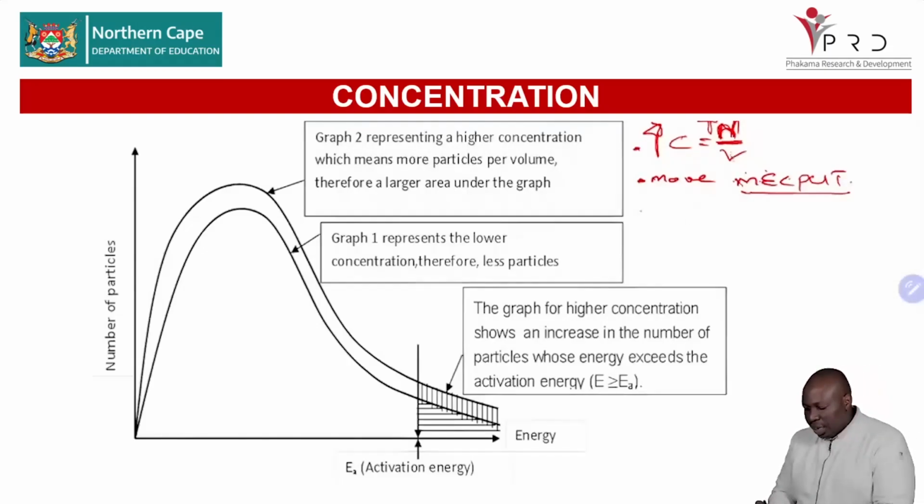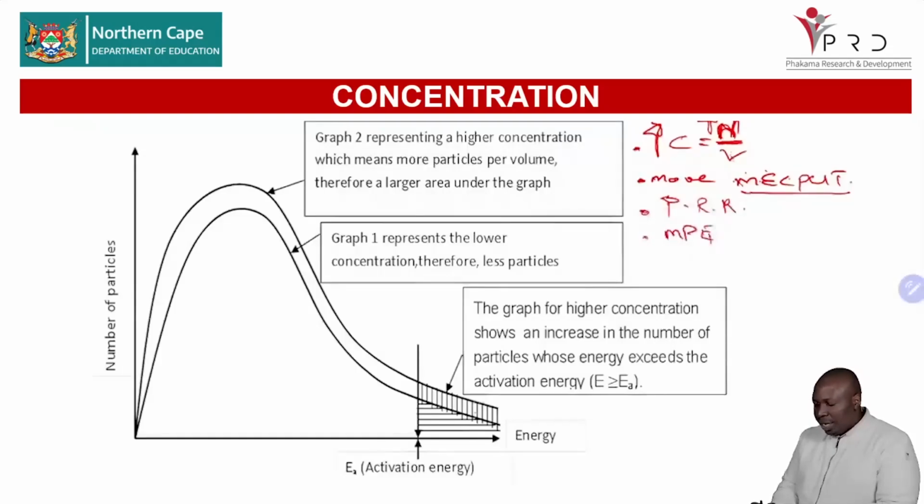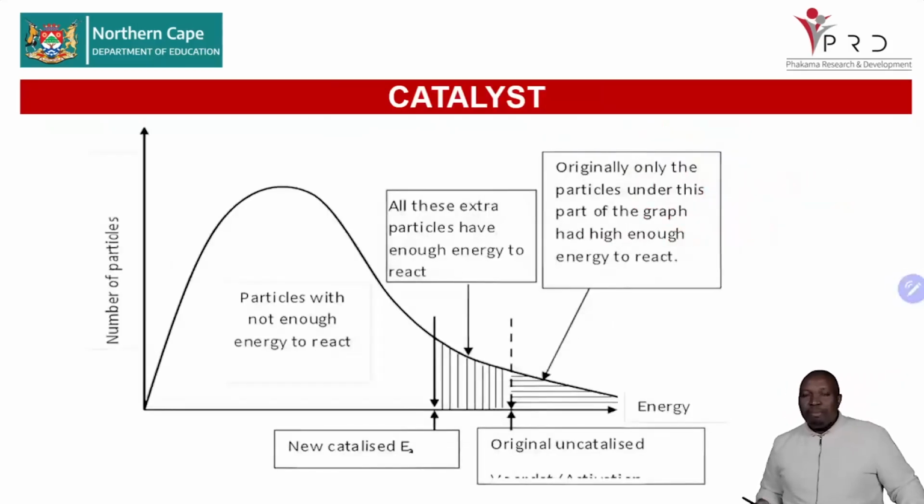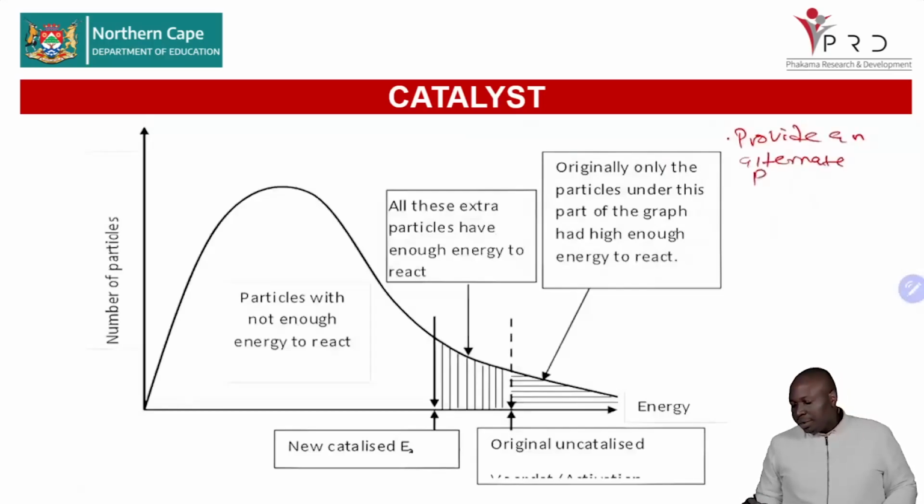Bullet number 3, we're going to have an increase in the rate of reaction. And then you can see here, we still have more particles with kinetic energy greater than or equal to activation energy. So you can follow that order, and then the conclusion is always that it will increase the rate of reaction. But when we add a catalyst, remember what a catalyst does? Catalysts provide an alternate pathway of lower activation energy.